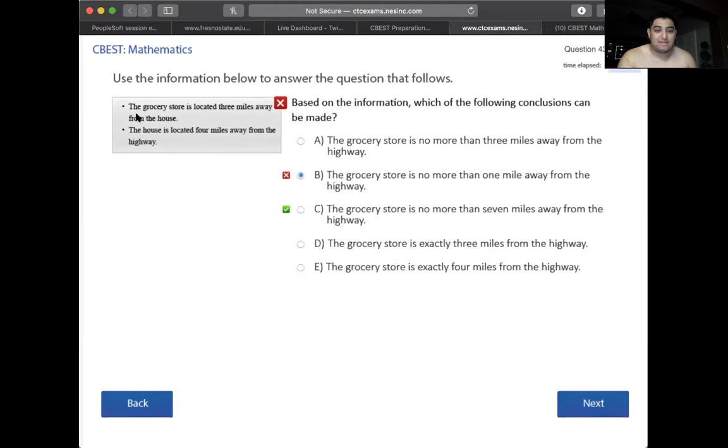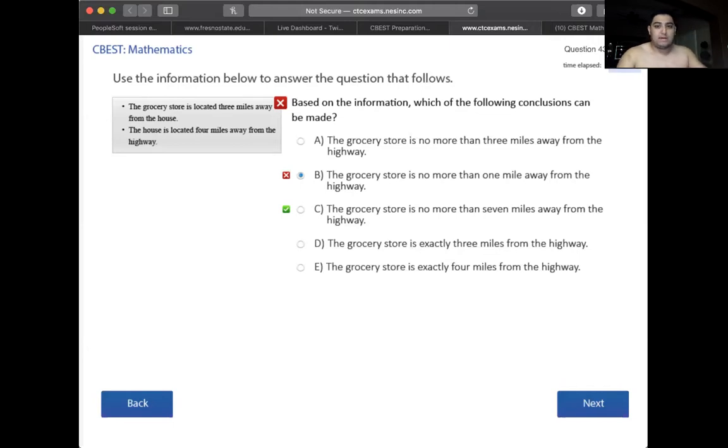No. Like I said, it's 3 miles from the house, but it wouldn't logically add up, because it can be 1 or it can be 7, depending on how it's worded. Okay, and then the grocery store is exactly 4 miles from the highway. No, because the house is 4 miles away from the highway, and the grocery store is 3 miles. So if it was, then it wouldn't add up.